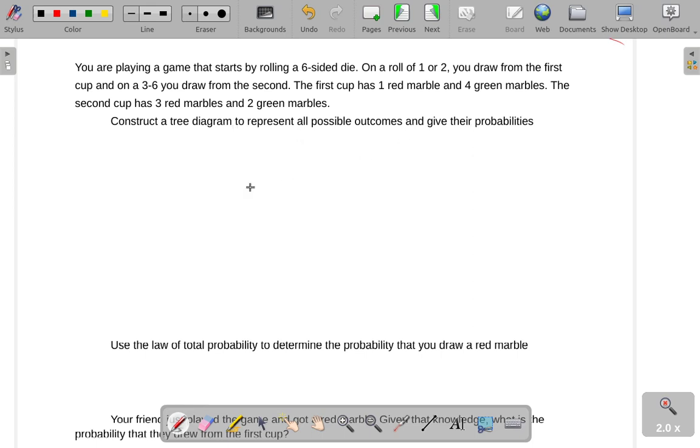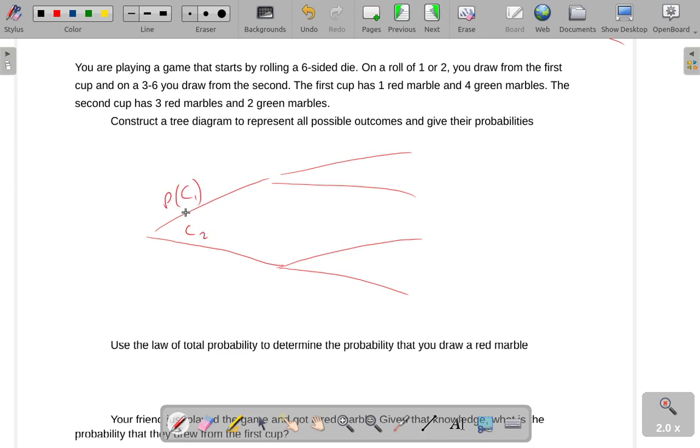First off, let's construct a tree diagram so we can get a good view of this overall problem. So we have 2 cups, let's say cup 1 and cup 2. The probability that we're going to be drawing from cup 1, well, we could draw from cup 1 on a 1 or 2, so this would be 2 out of 6. For the second cup, since there are only 2 cups, we could call it C and the complement. I'm going to stick with C and C complement here. So this is drawing from the second cup, and that's drawing from the first cup. We end up getting 4 out of 6 here.